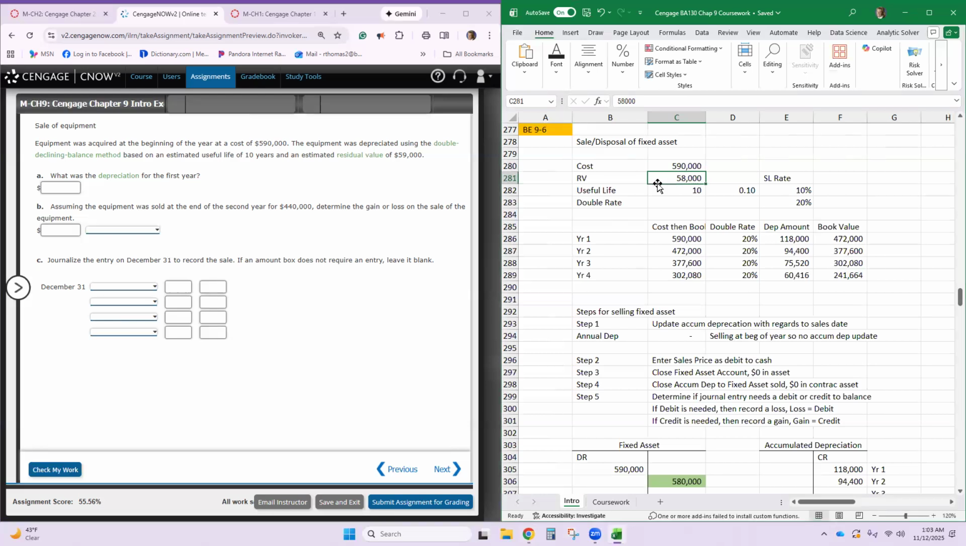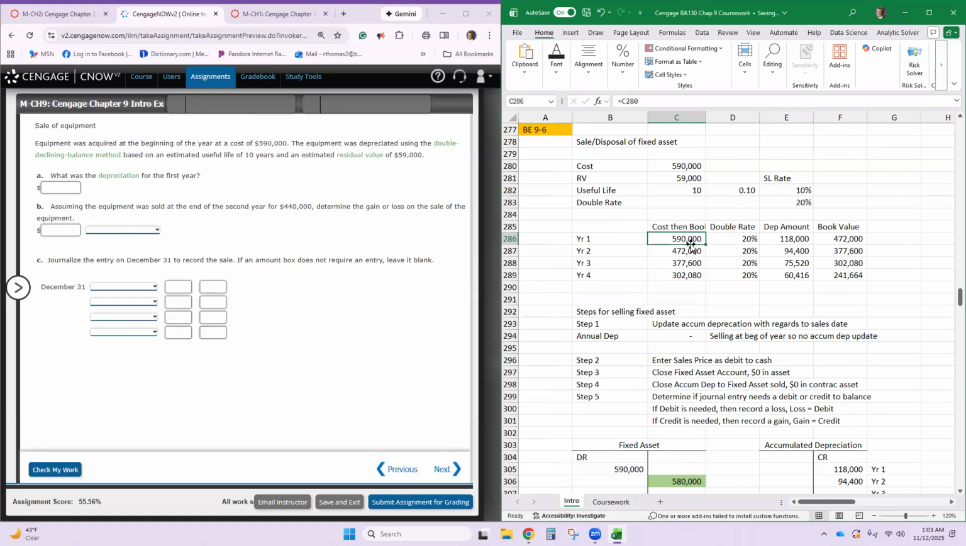Its residual value is $9,000. So its useful life is 10 years, so the straight line rate is 10%. Therefore, the double rate is 20%. So you don't subtract the residual value. You start with the cost.